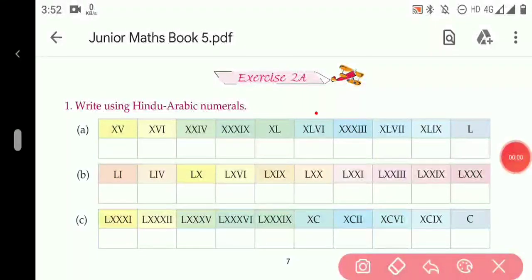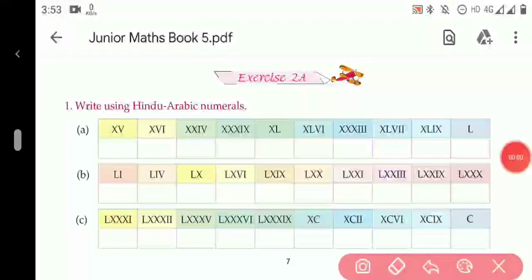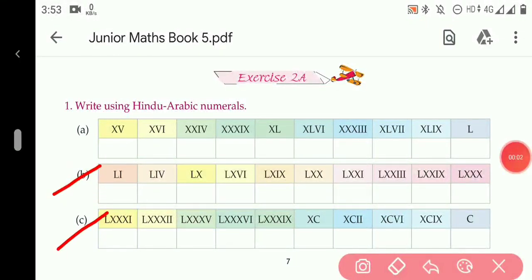In the same manner, this one XL, which means 40, and VI means 6, so it is 46. Here XXX, which means 30, III, which means 3, so it is 33. Next XL means 40 and VII means 7, so it is 47. Next one XL means 40 and IX means 9, so it is 49. L is 50. In the same manner, B and C part you have to do by yourself.